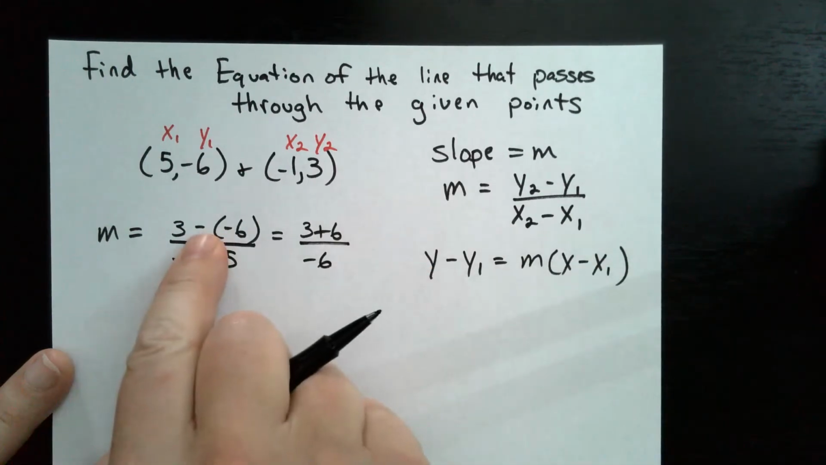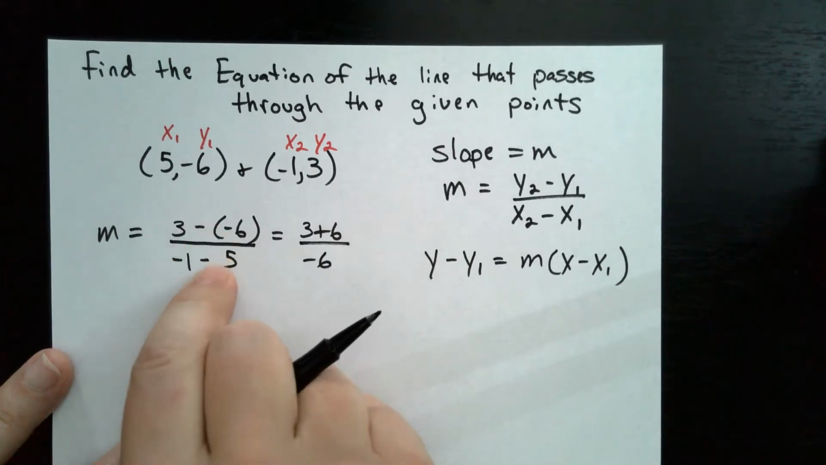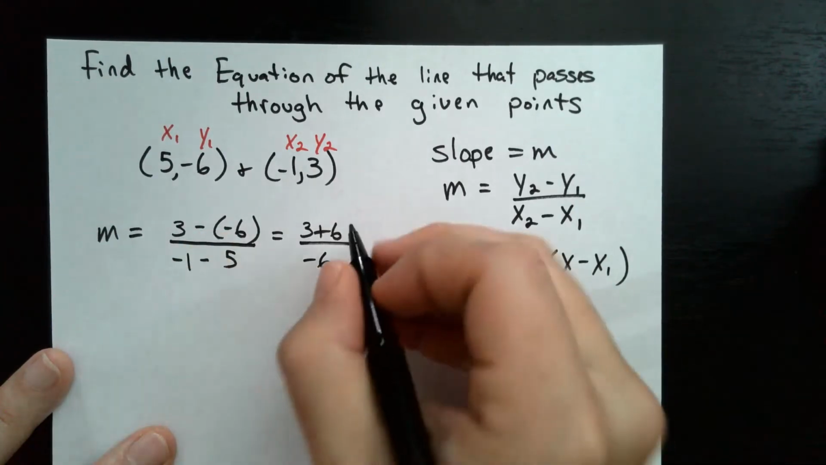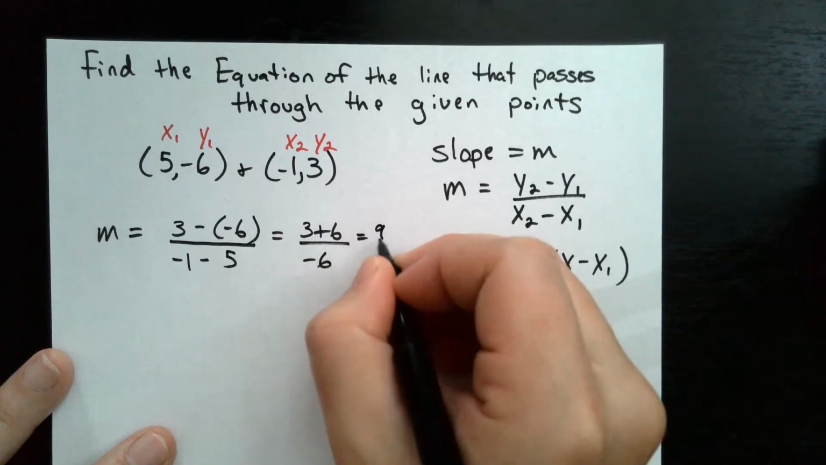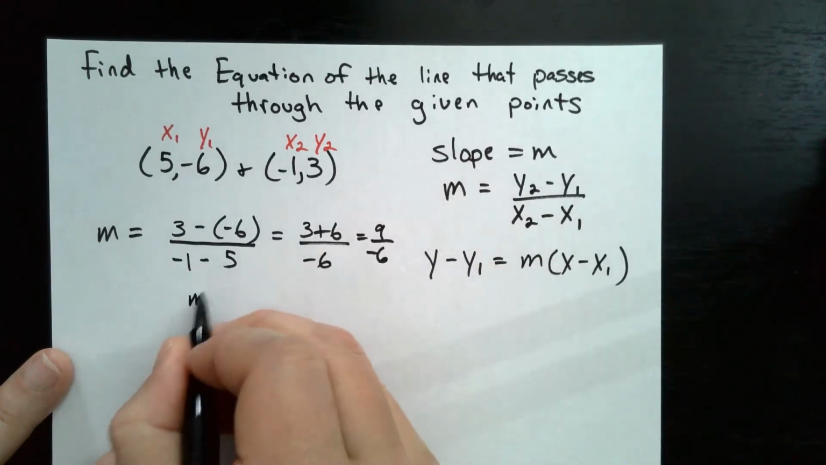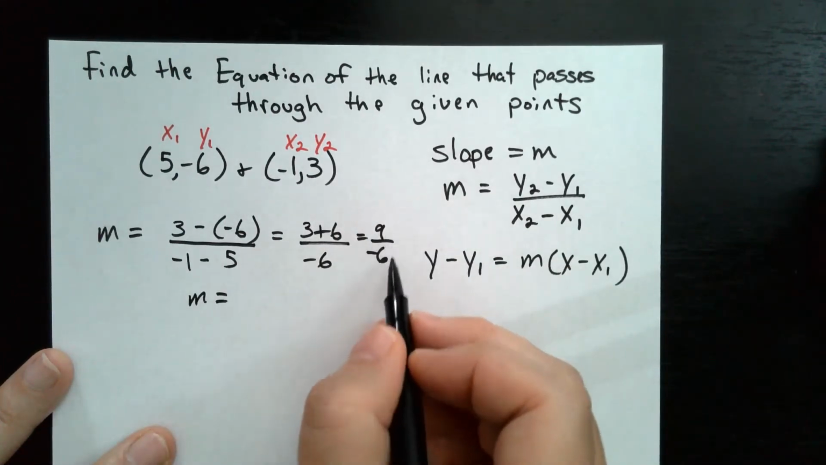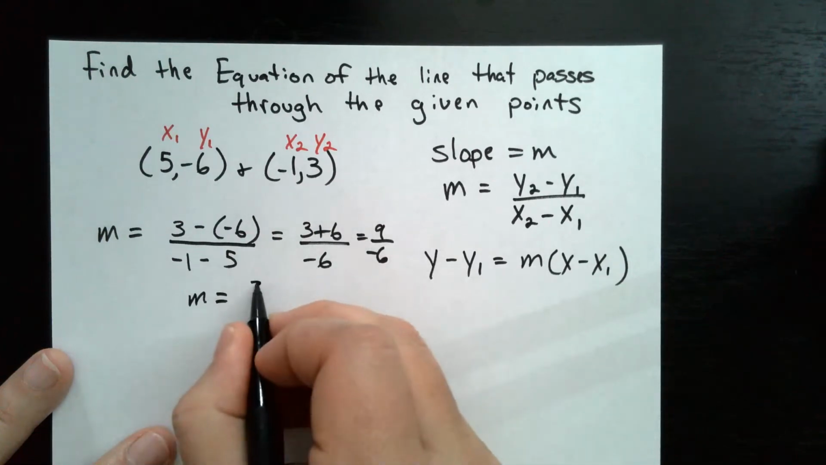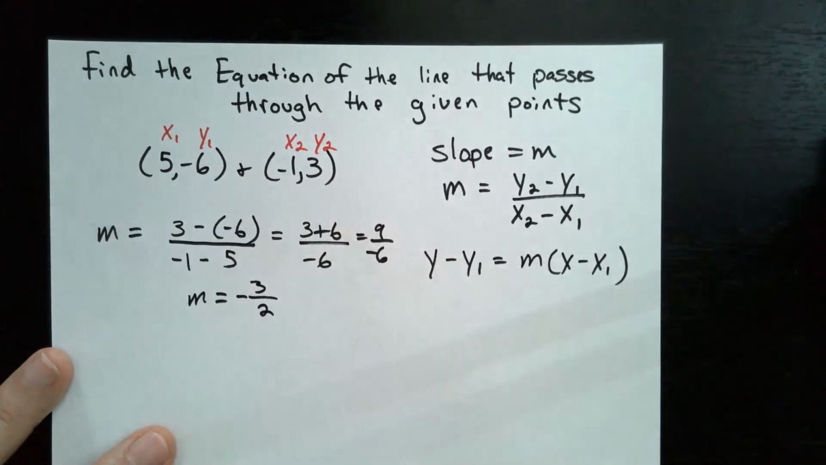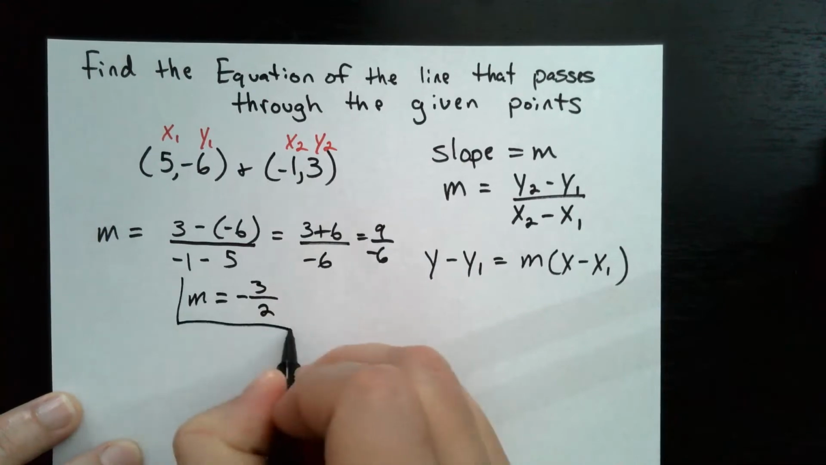These two are multiplying, and that's the reason it becomes positive. These are just subtracting. So you get 9 over negative 6. We can reduce that. So m is equal to, dividing top and bottom by 3, negative 3 over 2. There's our slope.